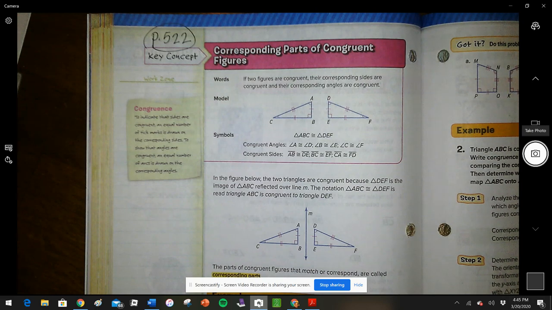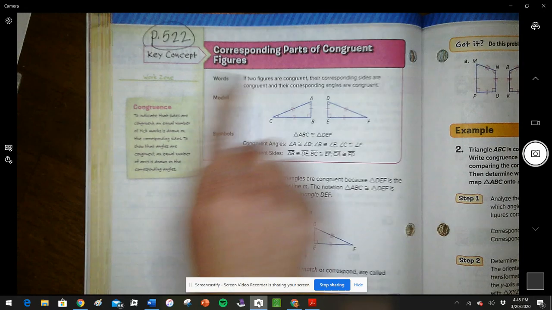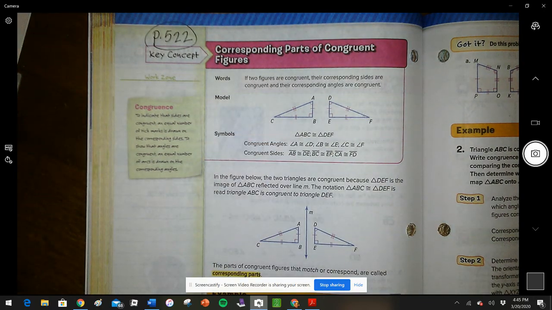Hey guys, so today we're going to be doing what is called corresponding parts of congruent figures. Those are all some really big words. Please don't let that freak you out.